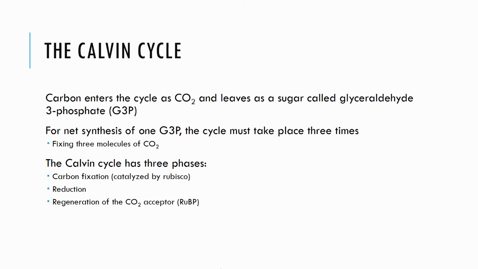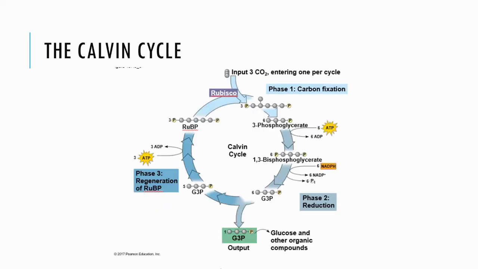Carbon enters the cycle as CO2 and leaves as a sugar called glyceraldehyde 3-phosphate, or G3P. For net synthesis of one G3P, the cycle must take place 3 times, so it's fixing 3 molecules of CO2. Anyway, we have to make 2 molecules of G3P, and later on those will be used to make glucose. The Calvin cycle has 3 phases: carbon fixation, which is catalyzed by rubisco, reduction, and then regeneration of the CO2 acceptor RuBP.